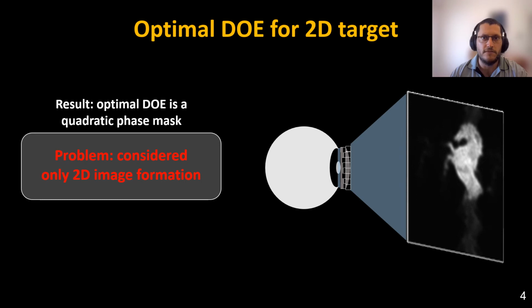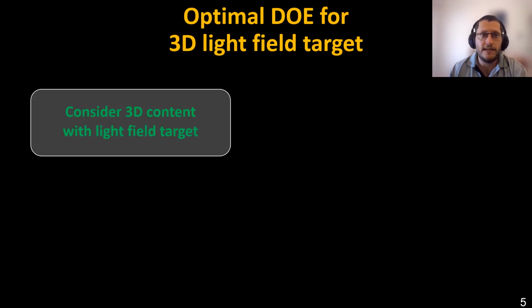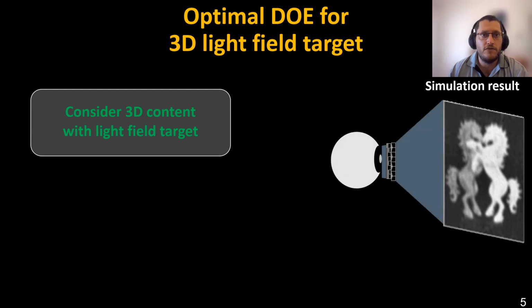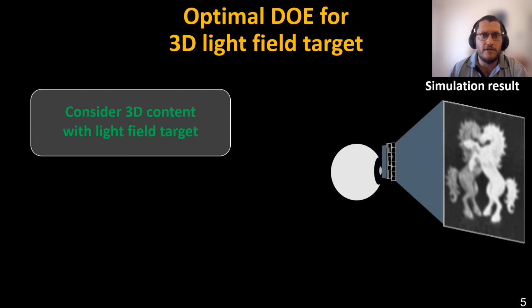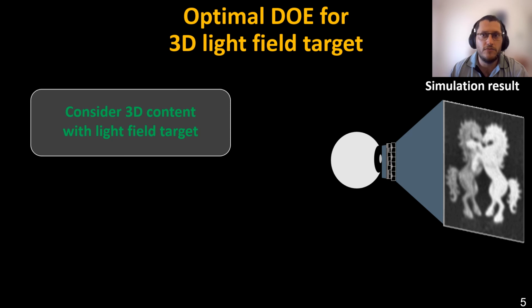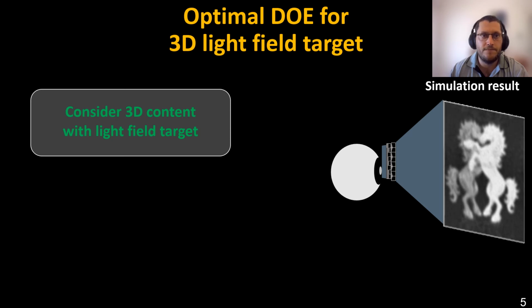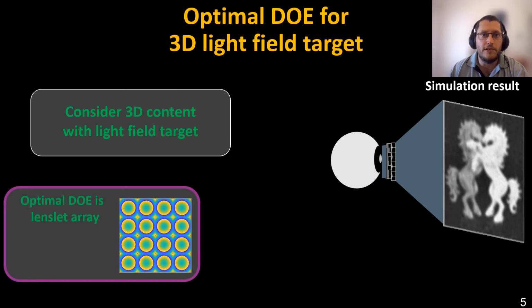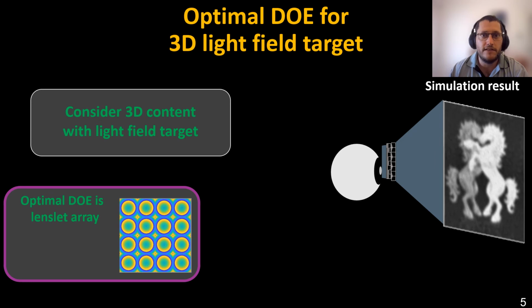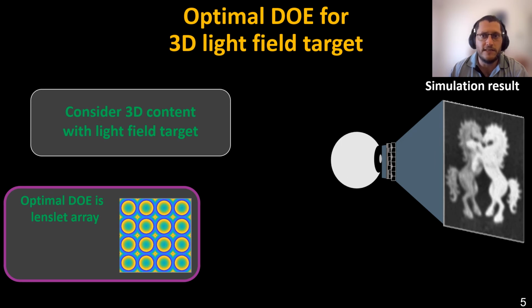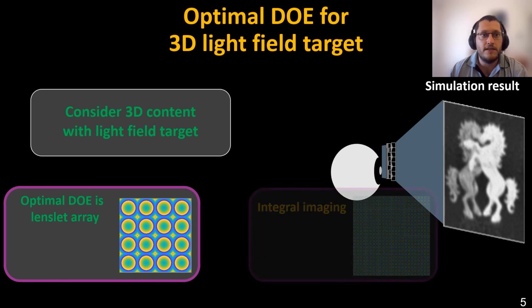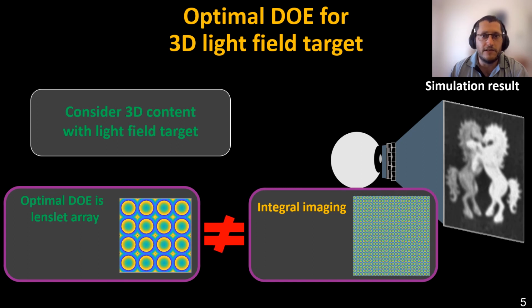In the second result, we suggest optimizing for a light-field target. Now, when the viewer shifts his eye along the eye box, the entire field of view is continuously covered and occlusion between the objects is updated. We showed that there exists an optimal DOE for such a light-field target, a lenslet array, with each lens as big as a pupil. This solution might look familiar as lenslet arrays are traditionally used in integral displays, but there's a big difference since the number of lenses is much smaller.